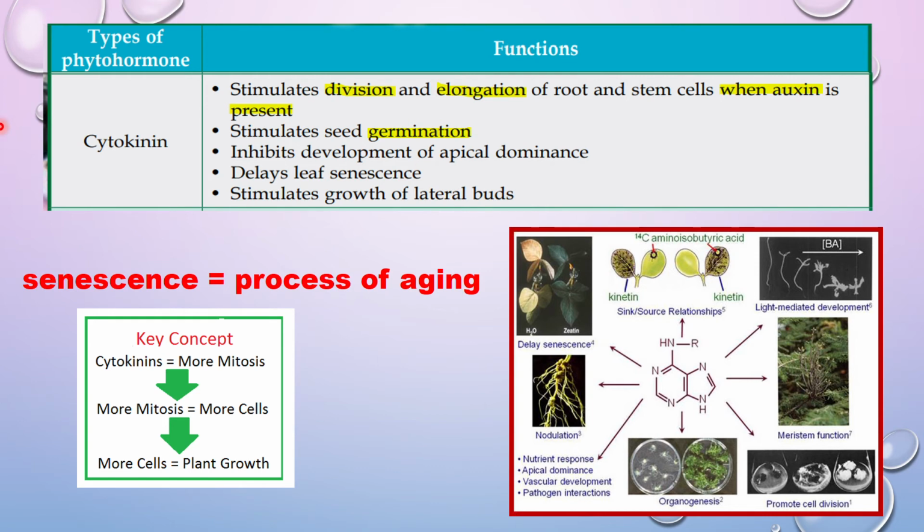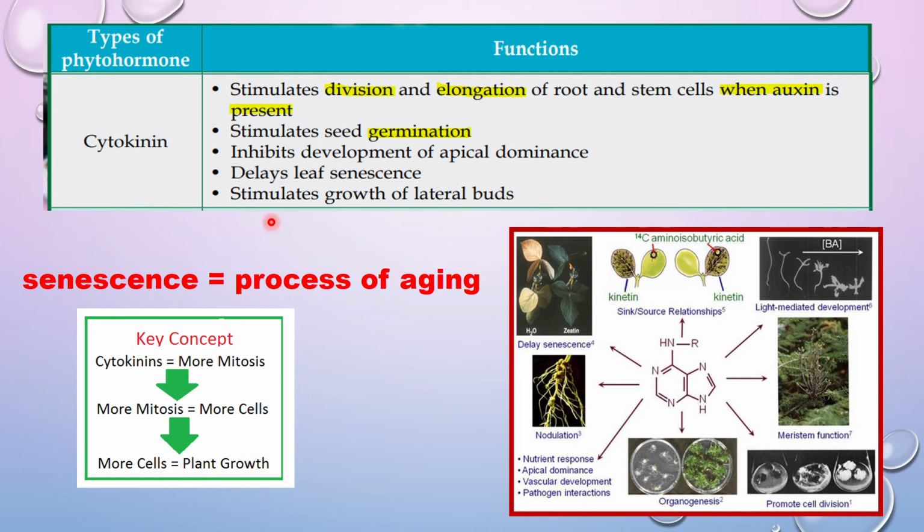Okay, cytokinin. Look at the key concepts here. Cytokinins promotes mitosis. Okay, stimulates division and also elongation. Okay, with auxin present lah. So stimulates seed germination ini is very essential in cytokinin. Okay, more mitosis. Here you see, cytokinins, more mitosis. More mitosis means there'll be more cells being produced. More cells means more growth.